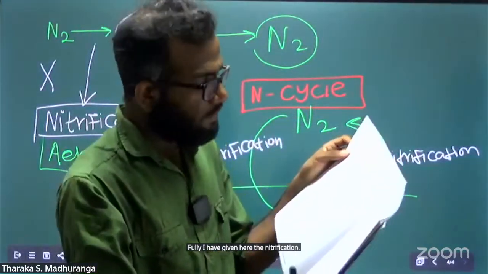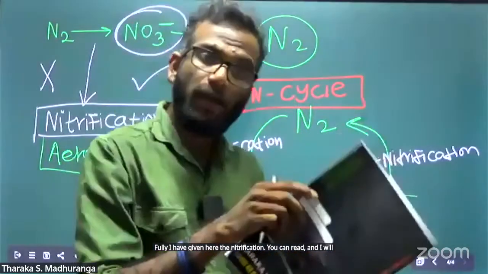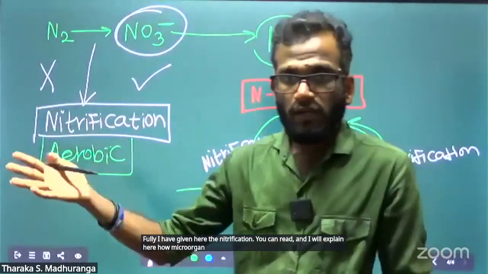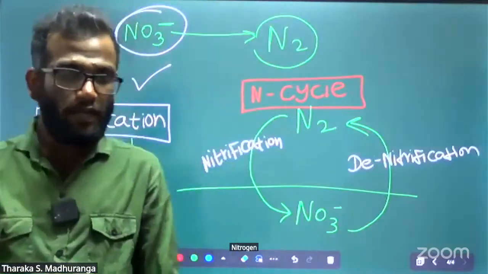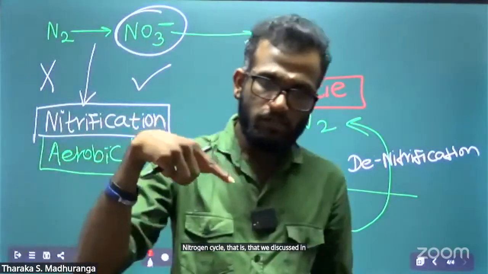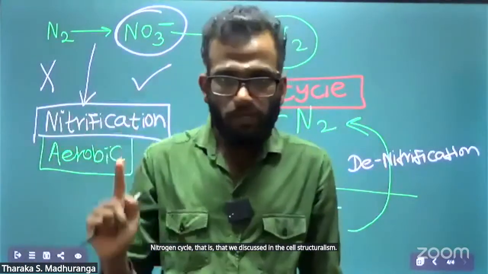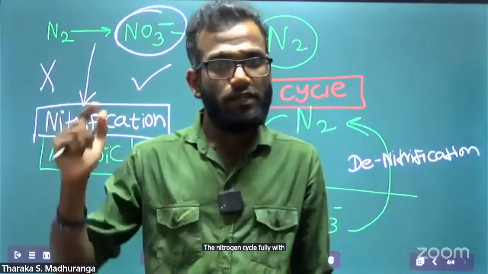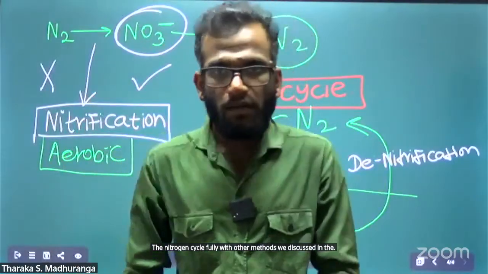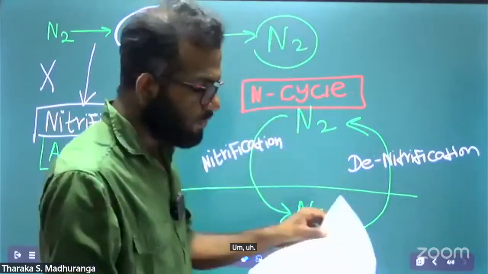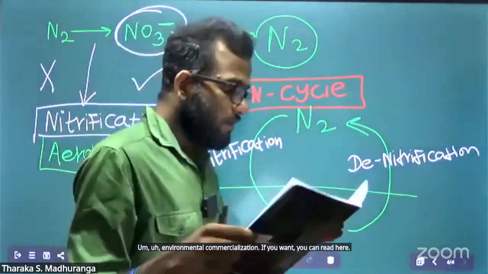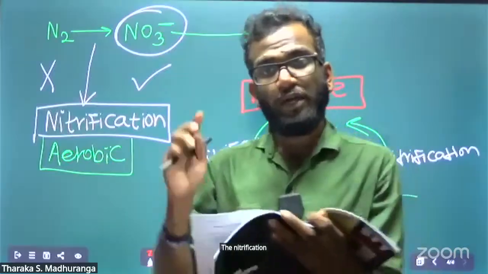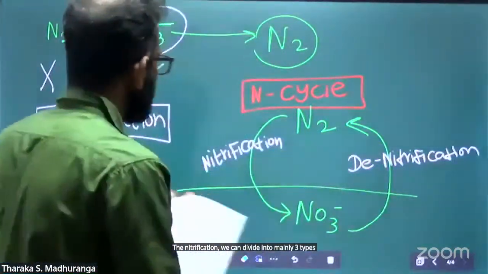You can read, and I will explain here how microorganisms are involved in the nitrogen cycle that we discussed in the cell structure lesson. The nitrogen cycle in full, with other methods, we discussed in the environmental chemistry lesson. If you want, you can read here. We can divide nitrification into mainly three types.